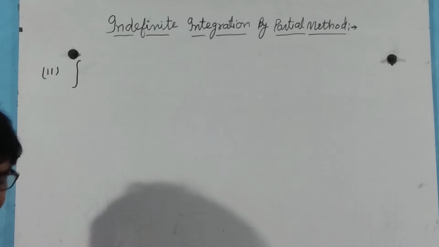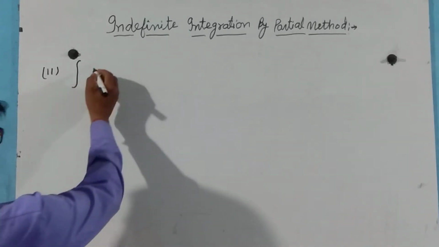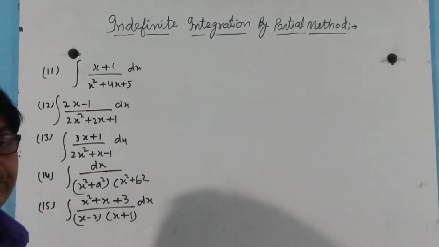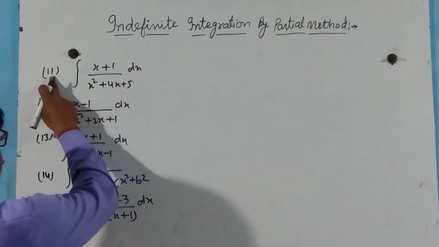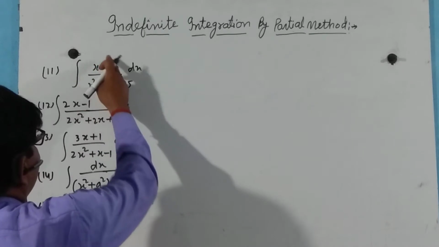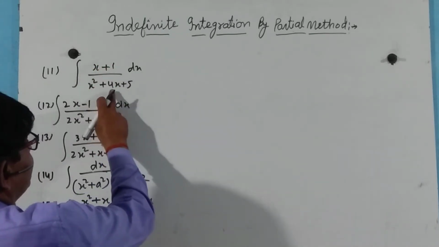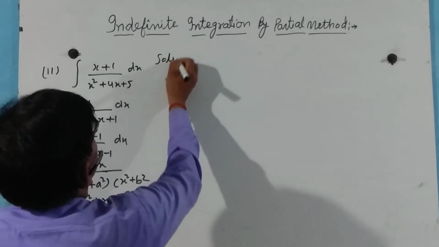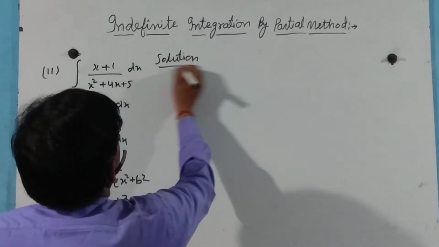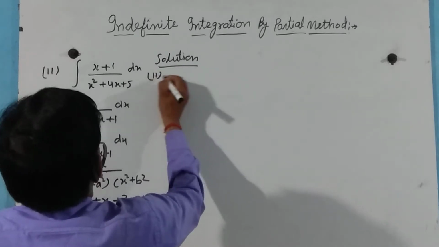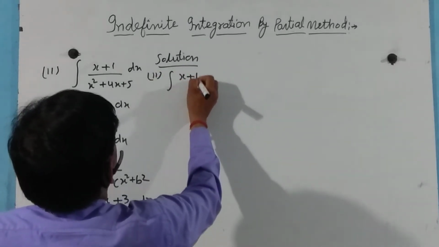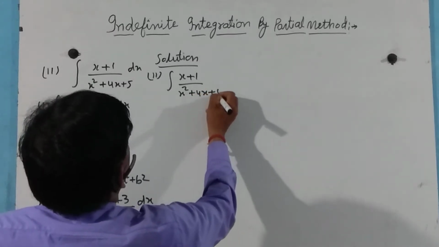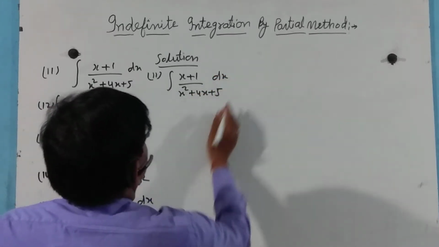Integration of x plus 1 divided by x square plus 4x plus 5 dx. Here, question number 11: integration of x plus 1 divided by x square plus 4x plus 5 dx. Now the solution. Question 11: integration of x plus 1 divided by x square plus 4x plus 5 into dx.